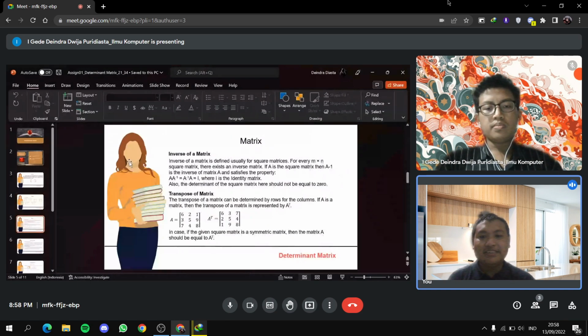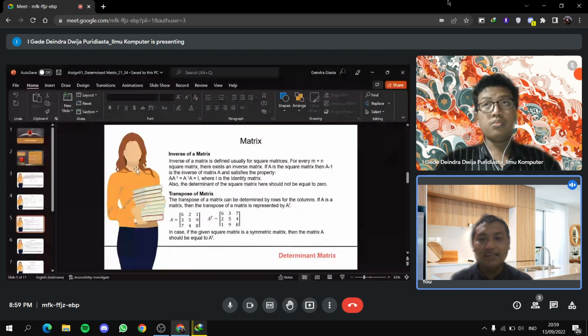The inverse of a matrix is usually defined for square matrices. For every n times n square matrix, there exists an inverse matrix. If A is a square matrix, then A minus 1 is the inverse of matrix A and satisfies the property A A minus 1 equals A minus 1 A equals I, where I is the identity matrix. Also, the determinant of the square matrix should not be equal to 0.